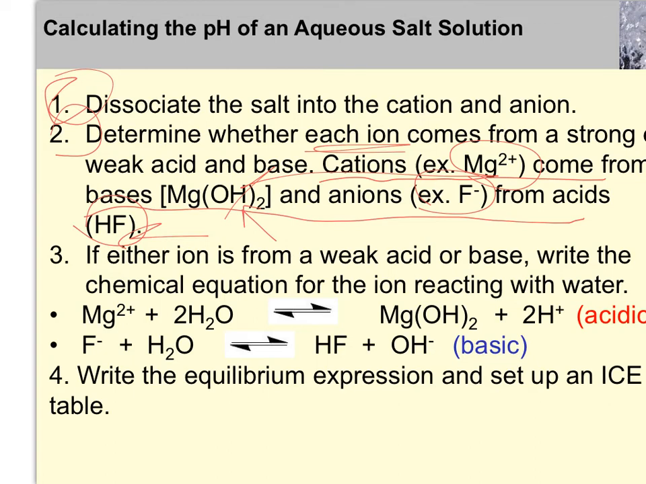So if either one of them comes from a weak acid or a weak base, you have to go a step further and write the reaction between the cation or anion that comes from a weak acid or base. Write out the reaction, what would it do in the presence of water, what would it form, and that will show you how it makes a solution either acidic or basic. Now, if you're asked a quantitative question, like what is the pH of the solution with a particular cation or anion, you need an ICE table because these are equilibrium.